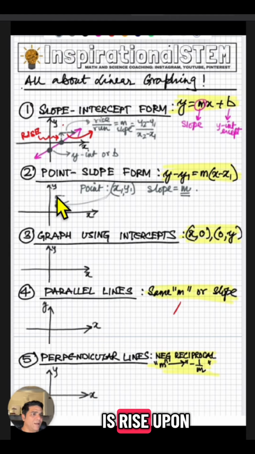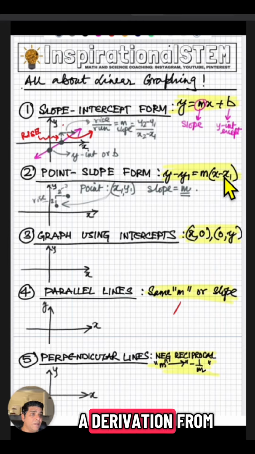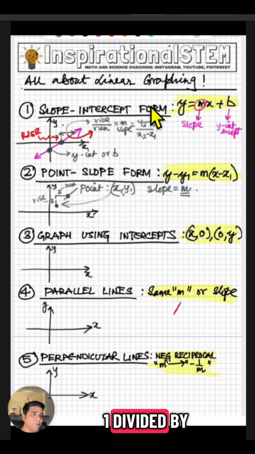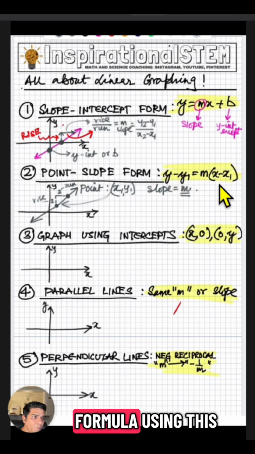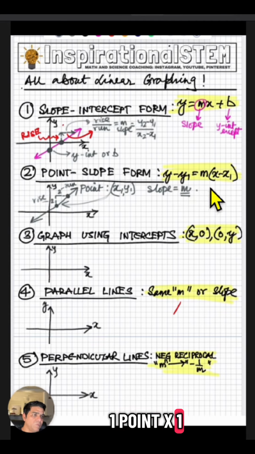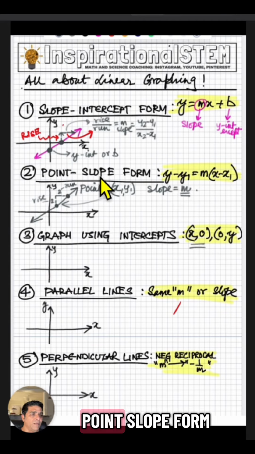The slope, as you know, is rise upon run. The point-slope form is basically a derivation from this slope, y2 minus y1 divided by x2 minus x1, just a little different way of writing it. So we are writing the formula using this one point x1, y1 and the slope. So it's called the point-slope form.